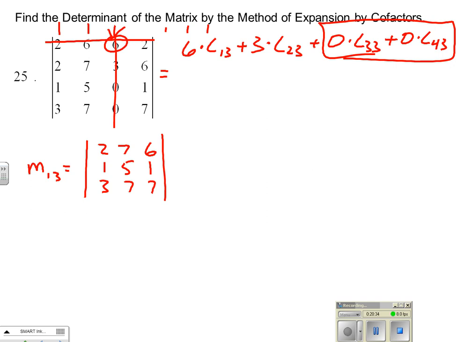See if we can follow this. My first downward diagonal: 2 times 5 times 7, 70. Plus, my next one would go 7 times 1 times 3, 21, plus my next one would be 6 times 1 times 7, 42, minus.